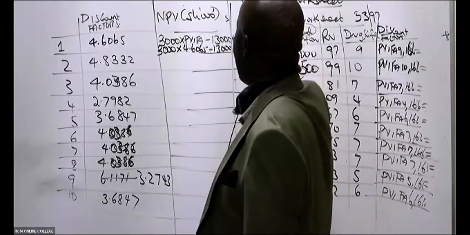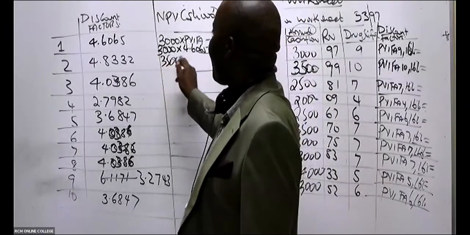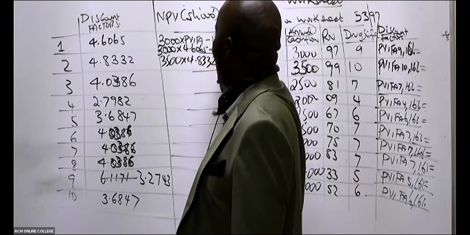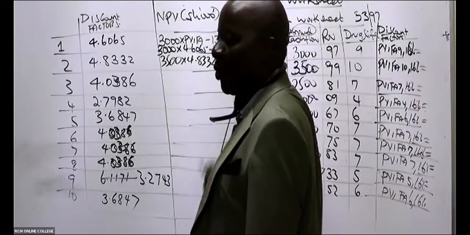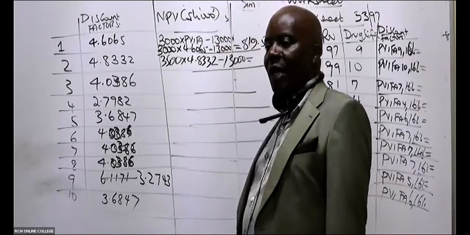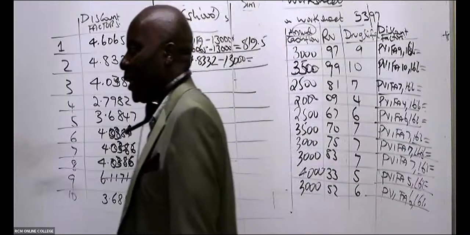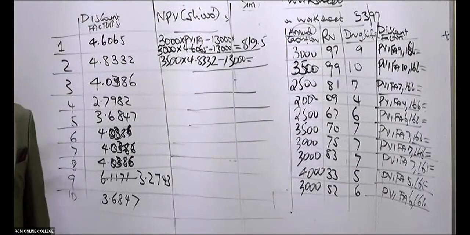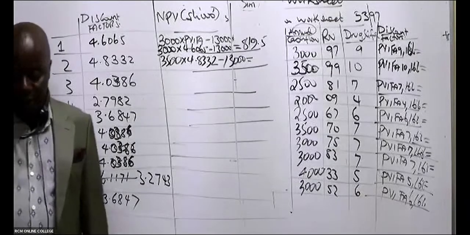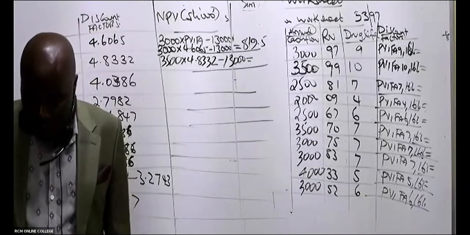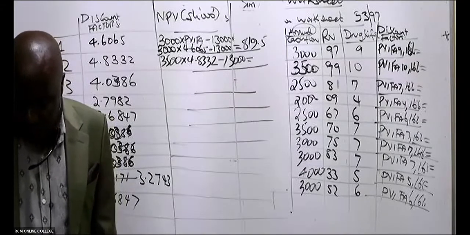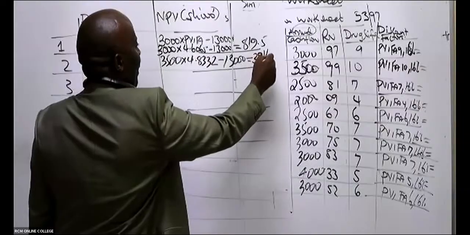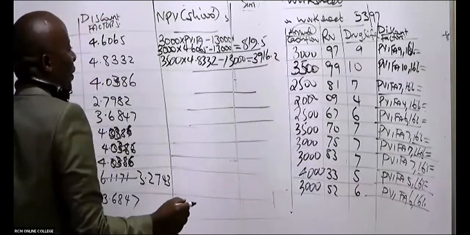The second one, I can see it's 3,500 every year times the discounting factor, which is 4.8332, minus this 13,000, which is common across. 13,000 doesn't vary, yeah? That remains like that throughout. According to Lincoln, we are getting 3916.2. From there, we have a third one.